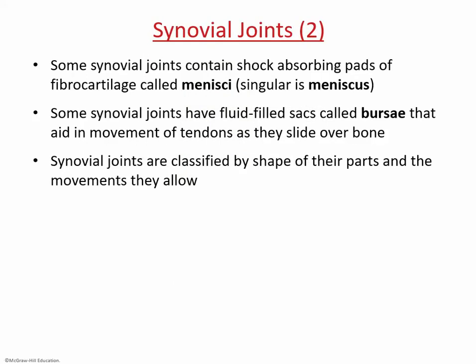Now, some of the synovial joints have got a further refinement to absorb shock. It's a little pad of fibrocartilage, and it's called a meniscus. Multiple is menisci. We have medial and lateral menisci in each of our knees. We have a meniscus in the radiocarpal joint at your wrist. We have another one in the TMJ in your jaw. Places that are maybe susceptible to some sort of impact.